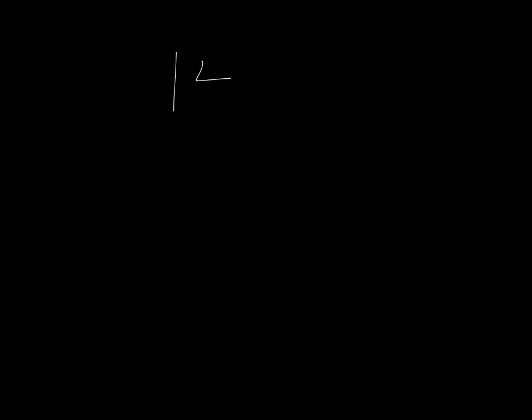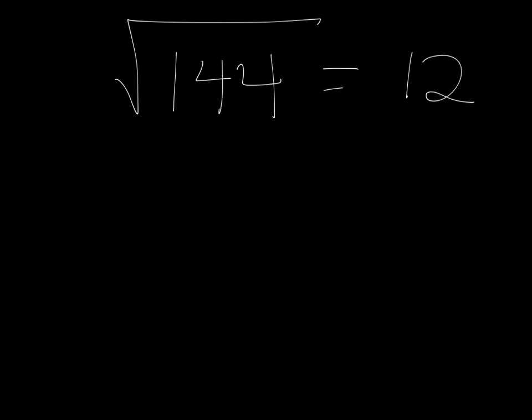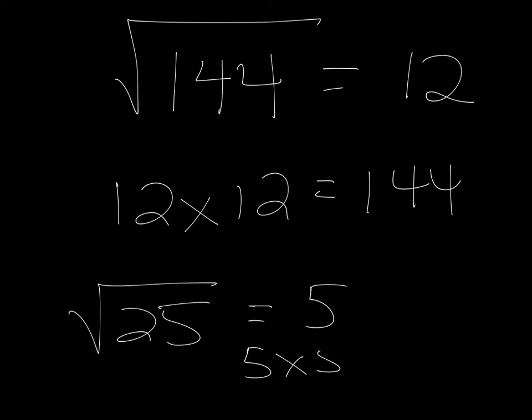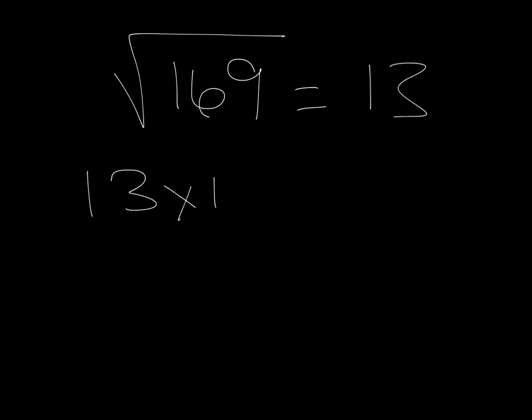So for example, if we were to square root 144 on our calculator, we would find out that it is 12, because that would mean 12 times 12 equals 144. If we were trying to find the square root of 25 on our calculator, it would give us 5, because 5 times 5 equals 25. If we did 169 on our calculators, the answer would be 13, because 13 times 13 equals 169.